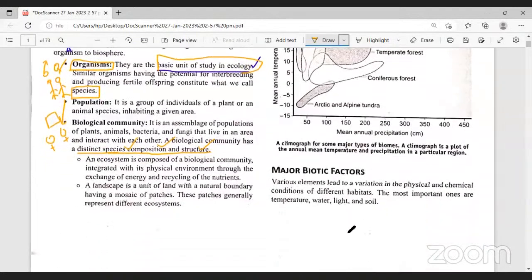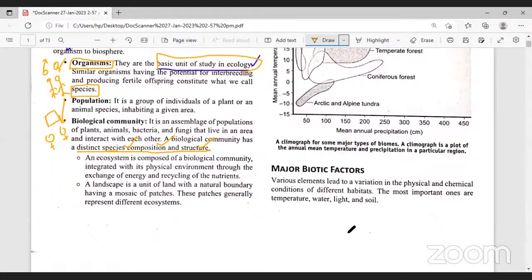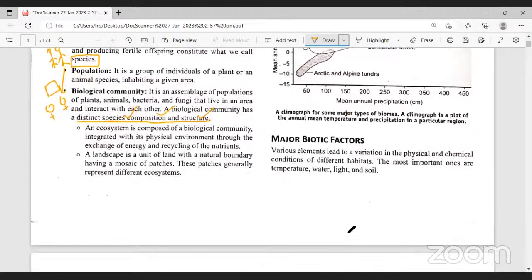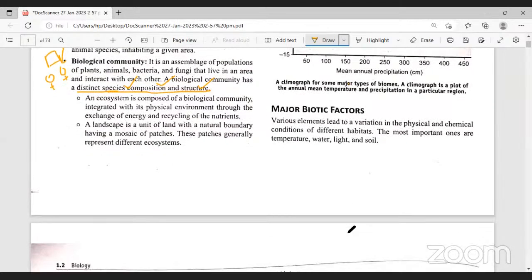Next, we will pass on to the next one, my dear. Major biotic factors. What are the major biotic factors here? You know about various elements that lead to the variation in the physical and chemical conditions of different habitats. The most important ones are temperature, water, light, and soil. These are the four major biotic factors involved in the ecological system. Already we discussed. What are they? Temperature first, next is water, third is light, and the last one is soil.